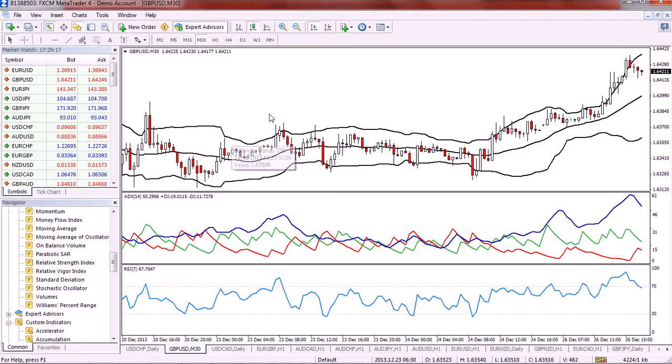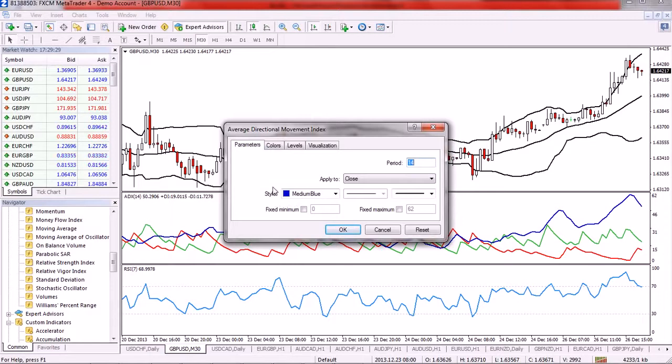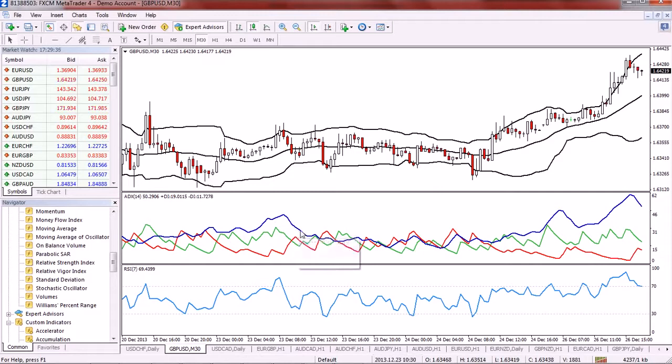Okay, now let's see how this strategy works. The first thing you have to know is, in the ADX indicator, this blue line, whose parameters you set, the period and the style, is the actual ADX line. This green line is the plus DI line, and the red line is the minus DI line.